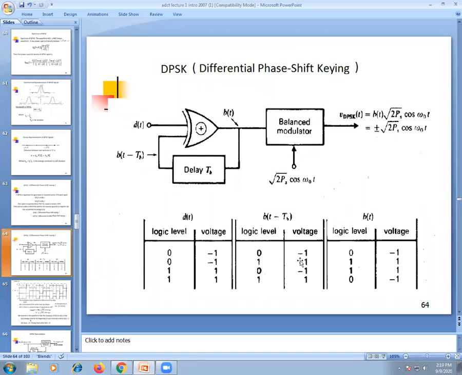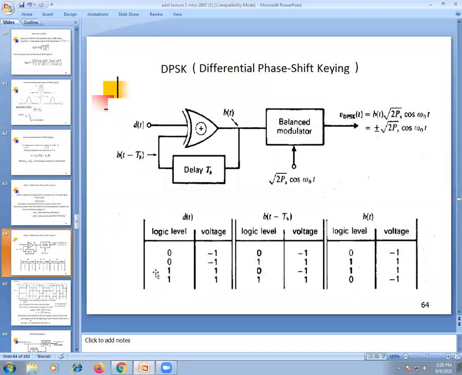Likewise, B of t is the XOR of D of t and B of t minus T of b, is it not? XOR of 0, 0, what is the value? 0, 0 is 0. 0, 1 is 1. 1, 0 is 1. 1, 1 is 0.